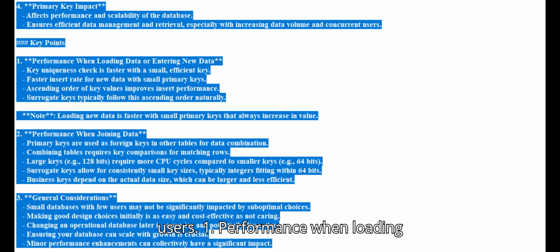1. Performance when loading data or entering new data. Key uniqueness check is faster with a small, efficient key. Faster insert rate for new data with small primary keys. Ascending order of key values improves insert performance. Surrogate keys typically follow this ascending order naturally. Note: loading new data is faster with small primary keys that always increase in value.